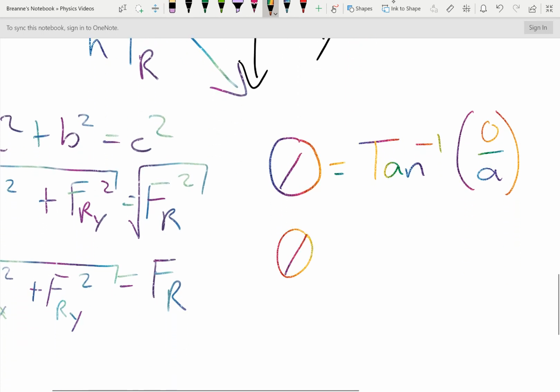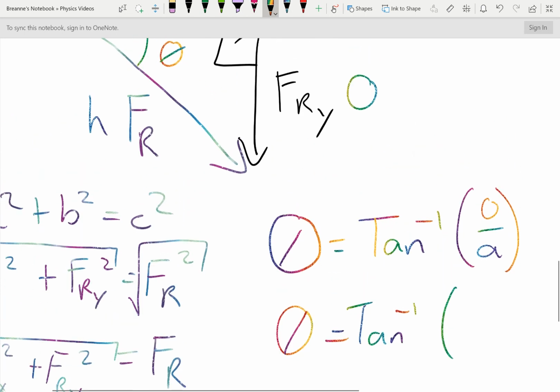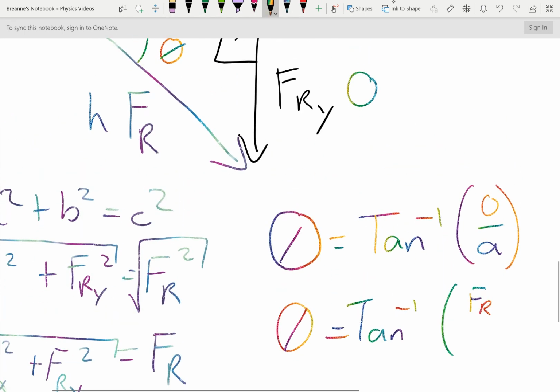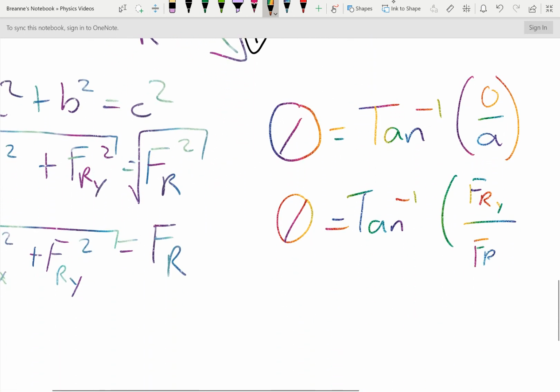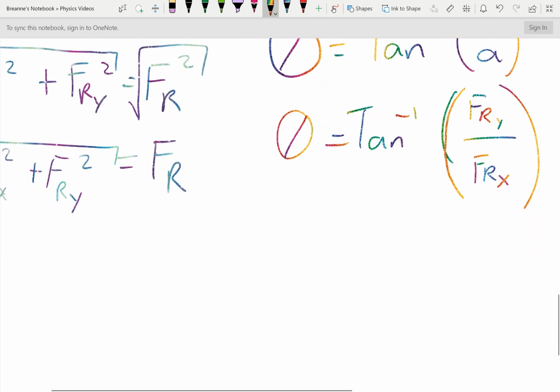So tangent is opposite over adjacent. So you would just plug in for inverse tan FRy over FRx. And there we go, that's how you find your angle.